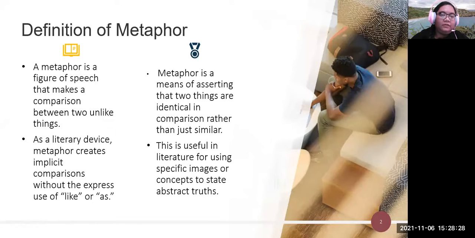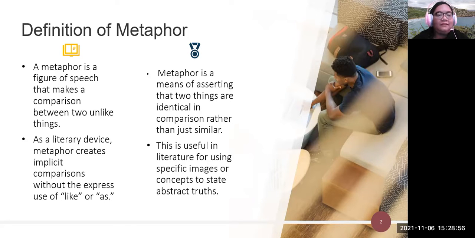So let's look at it. Okay, definition of metaphor. A metaphor is basically a figure of speech. Yeah, it makes a comparison between two unlike things. Like you have two things that you don't think you can actually compare, but it's compared. Okay, so that is basically what a metaphor is, when it compares two unlike things.